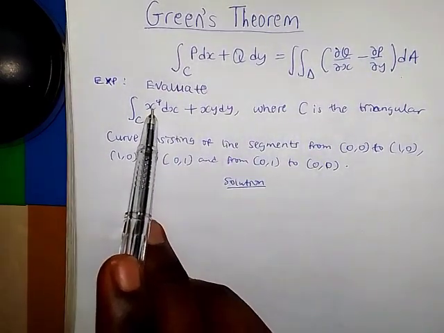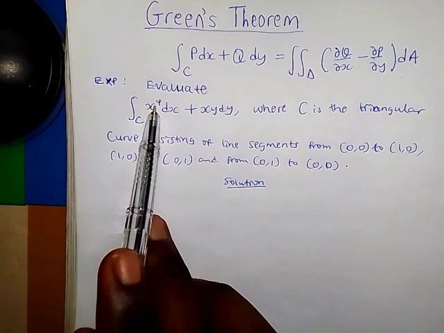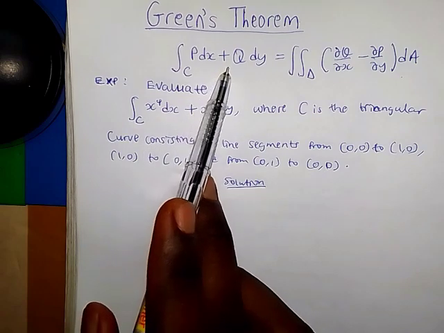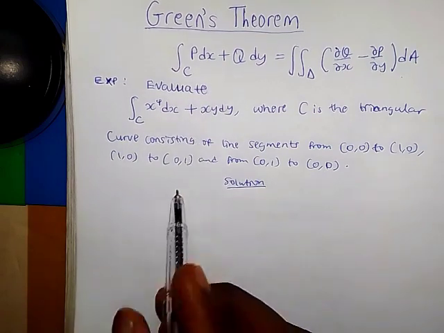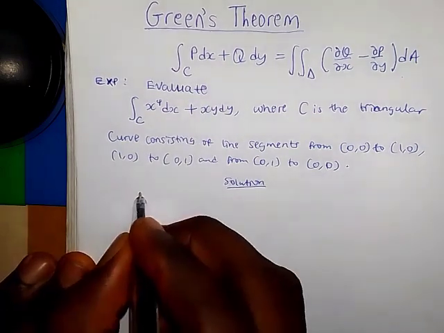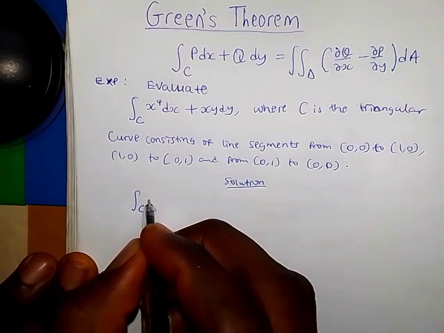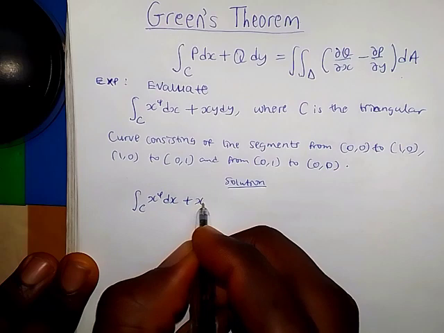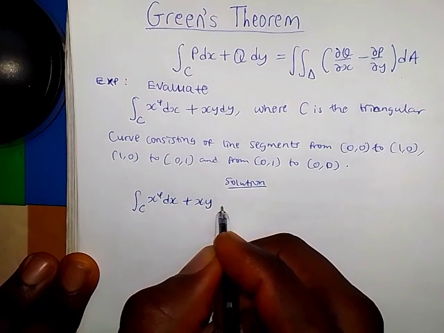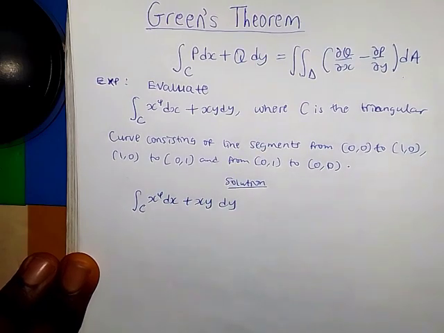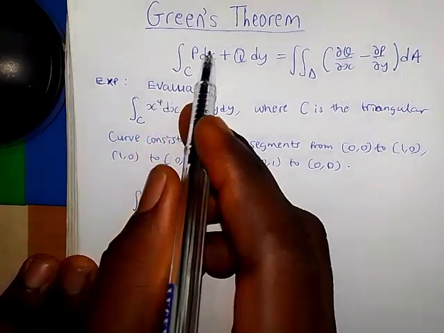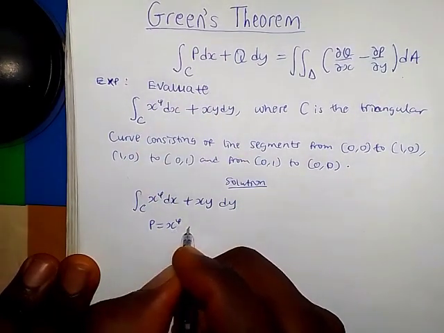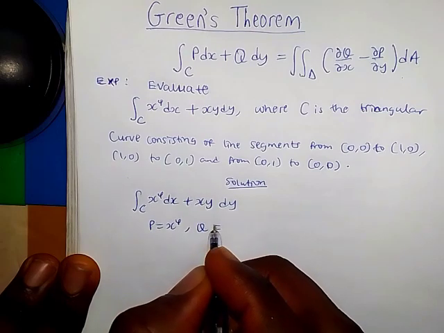You can observe that when we compare, P is simply x raised to the power 4 and Q is simply xy. So we have our line integral, which is x^4 dx plus xy dy. P is x^4 and Q is xy.